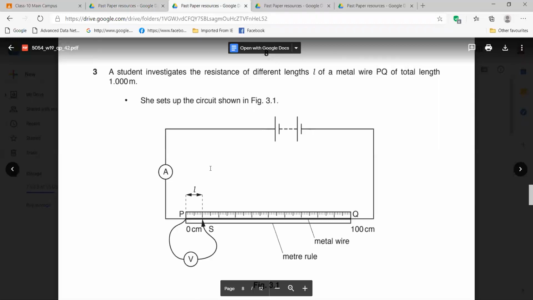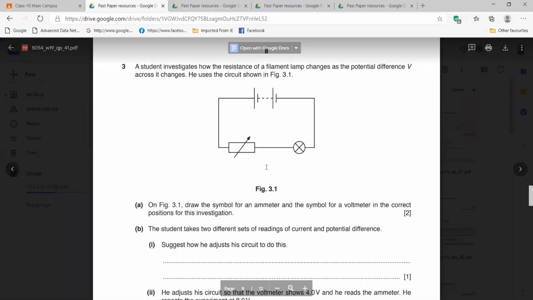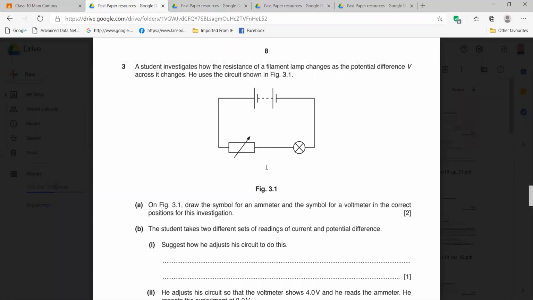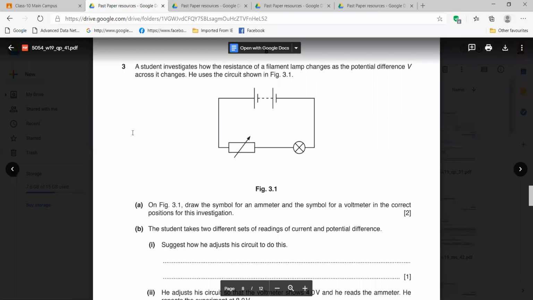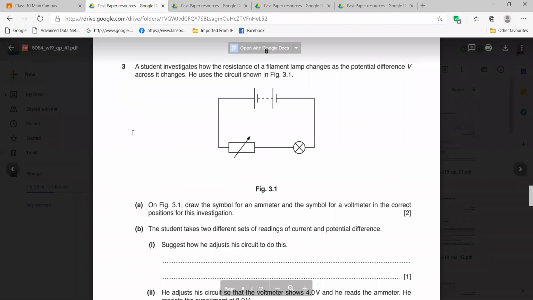Before going to this one, we will just have a look at the previous one so that we can recall the ideas of how to solve this practical. So, Moshi, you read this one first, from question 3. Okay, sir.